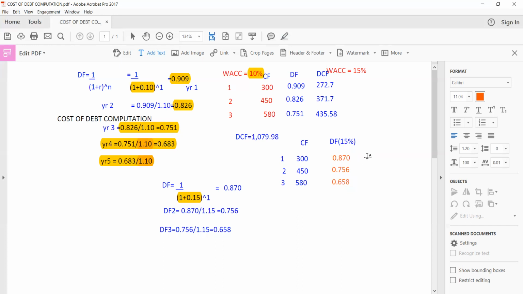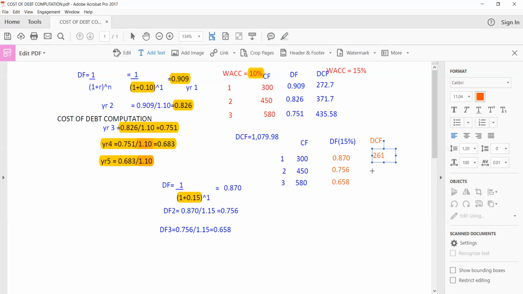So what do I do? I multiply the cash flow by the discount factor, and I'll get what you call discounted cash flow. The cash flow by the discount factor will give you discounted cash flow, right? So what do we do? 300 times 0.87. What answer am I getting? 300 times 0.870 gives me 261. The next bit, 450 times 0.756.